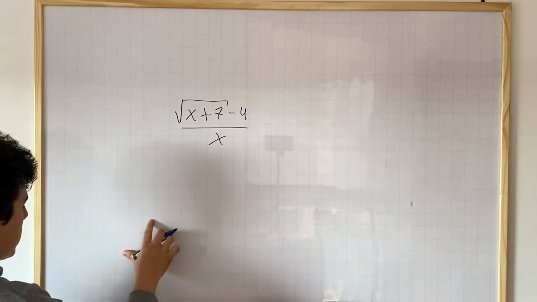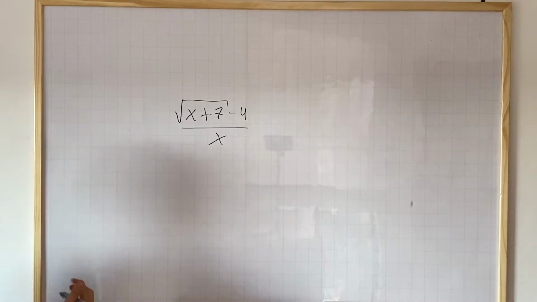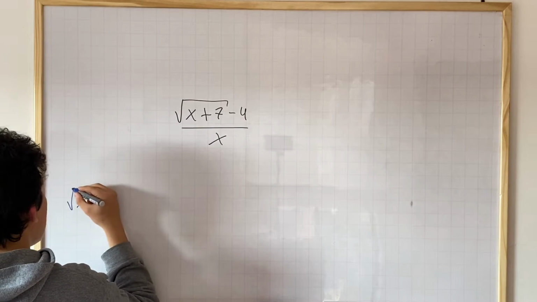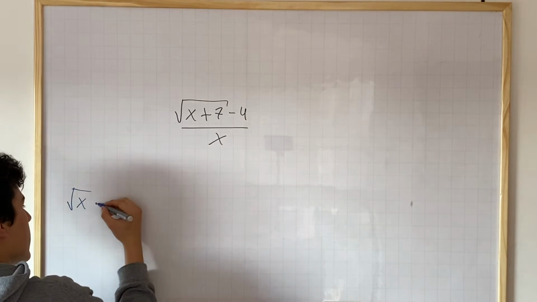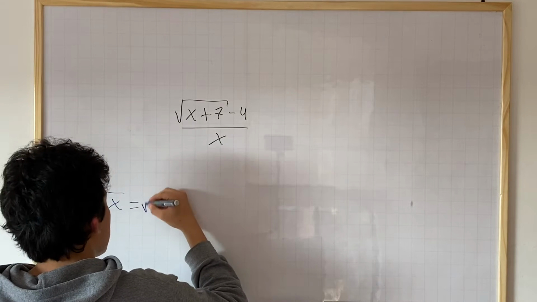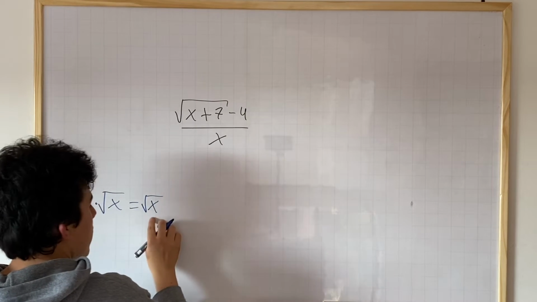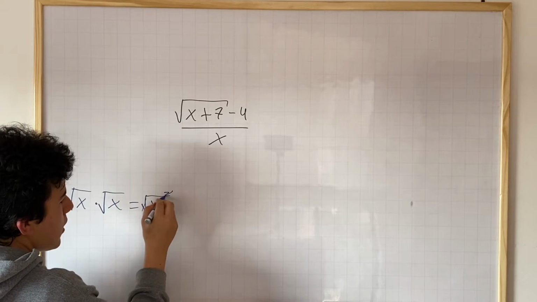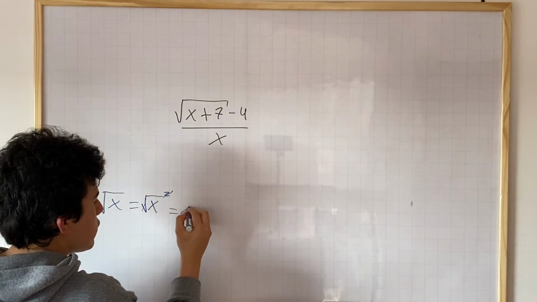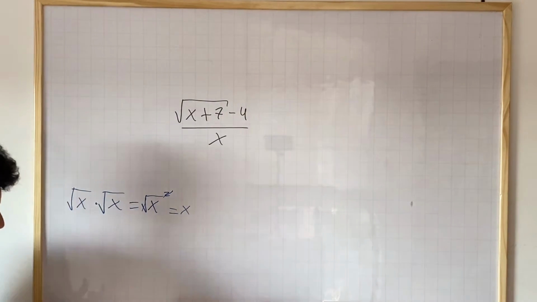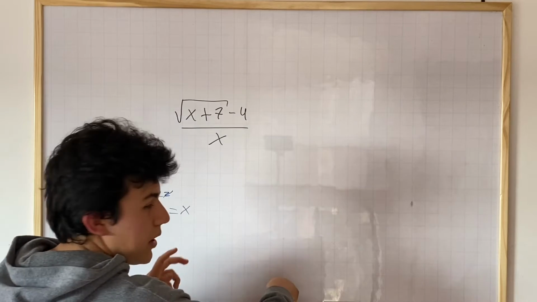I'm going to write them down here so you remember. First of all, you're going to see why this is very important. If you have the square root of x times the square root of x, this is equal to, well, remember, the square root of x squared, and these two will go out. This is simply equal to x, okay? No square root. That is our first rule that we need to know.